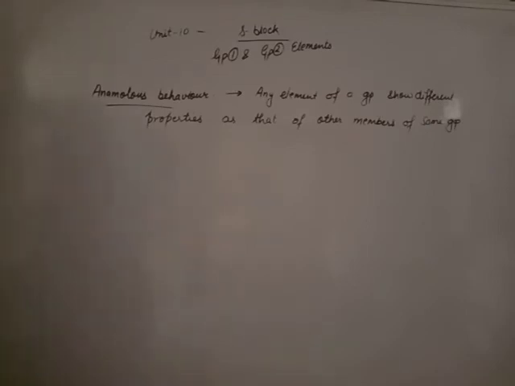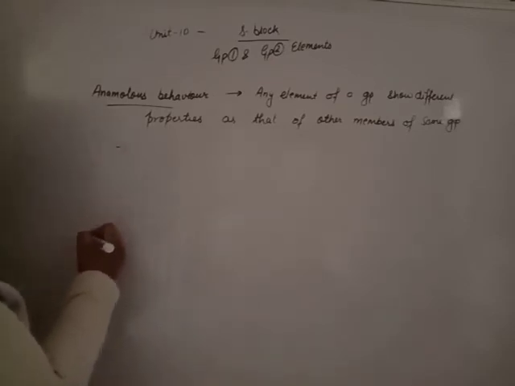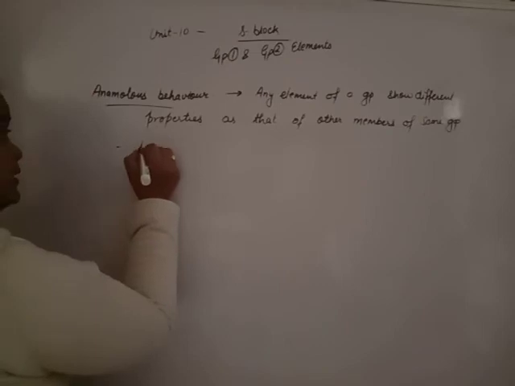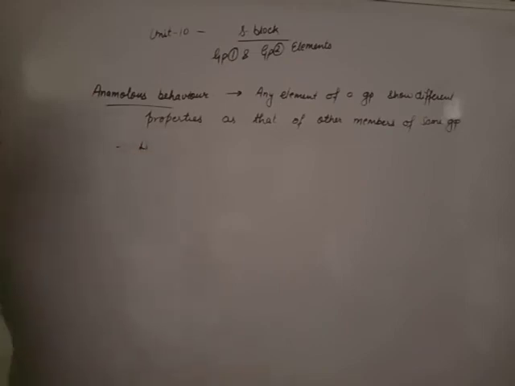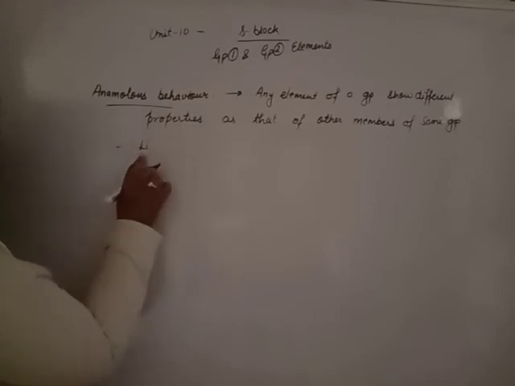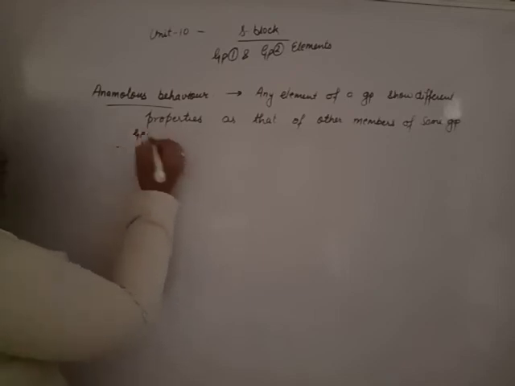Which element of group 1 has anomalous behavior? Answer is, beta, lithium. Hydrogen is not considered due to its position. Hydrogen has similar properties to group 1 and group 17, so it is not considered properly in group 1 or properly in group 17. So the first element of group 1, in period 2, is lithium.